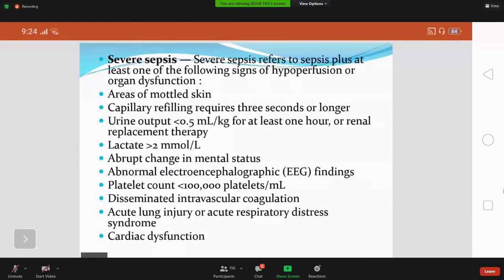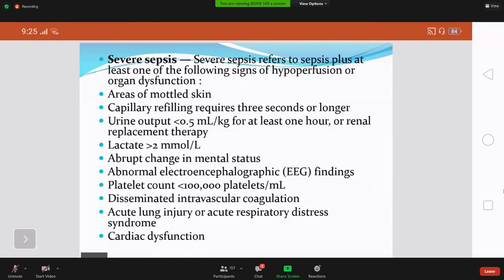Then we have another definition, and that is of severe sepsis. Severe sepsis refers to sepsis with at least one sign of hypoperfusion or organ dysfunction. So in severe sepsis, you have signs of sepsis plus signs of hypoperfusion or organ dysfunction. The signs that you might get are areas of mottled skin or capillary refilling that requires 3 seconds or longer, decreased urinary output, less than 0.5 ml per kg for at least 1 hour, or if the patient requires renal replacement therapy or dialysis.